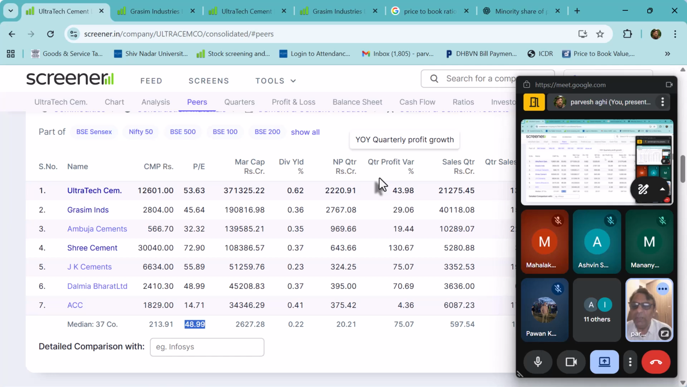Similarly, like ACC is 14.71. It is undervalued compared to the industry. So that means the growth prospect of ACC is not so good. Okay. So how do we know that? So let's now go to that part of our understanding.